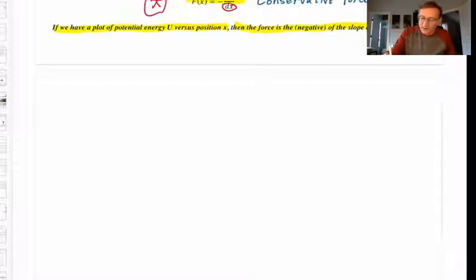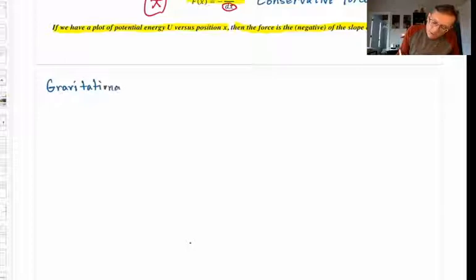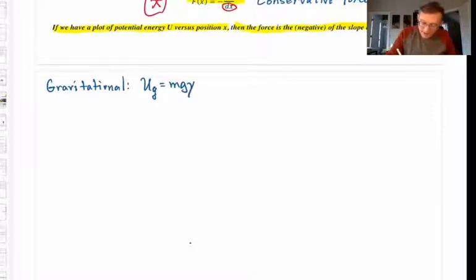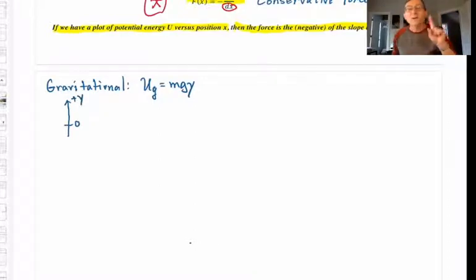We'll do them one at a time. Let's do ugrav, the gravitational case. Now here, of course, the formula for the gravitational potential energy, ugrav, is mgy, and we assume a positive y-axis going upward with some origin somewhere that's been chosen. So here our coordinate is y. It doesn't always have to be x. It's whatever axis the particle is moving along.